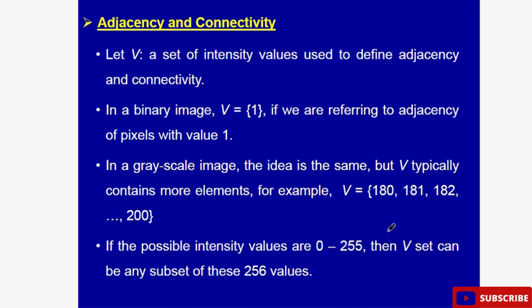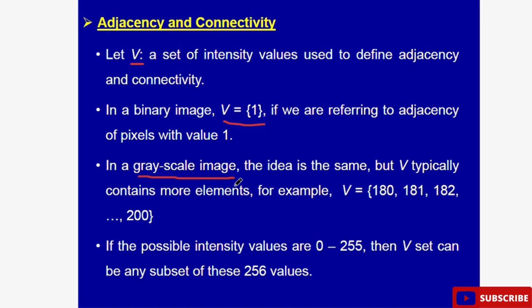Then, I'll define another relation called adjacency and connectivity. To define adjacency or connectivity, the first and foremost thing is you have to define a set called V. What is this set V? It consists of intensity values of the pixels. You have to define adjacency or connectivity only for the pixels whose intensity values are in V. Suppose for a binary image, V is represented like the set {1}. This means you define adjacency or connectivity only for the pixels having intensity 1.